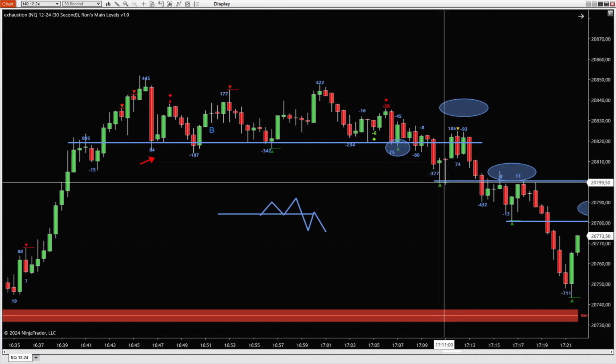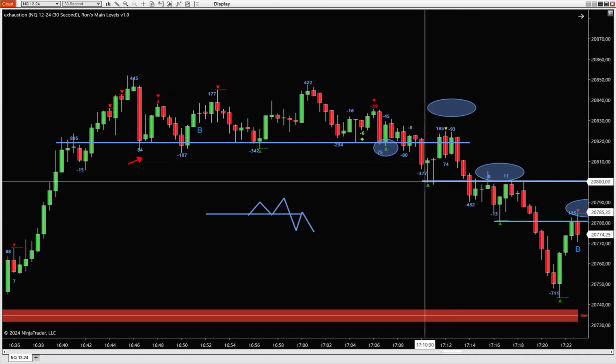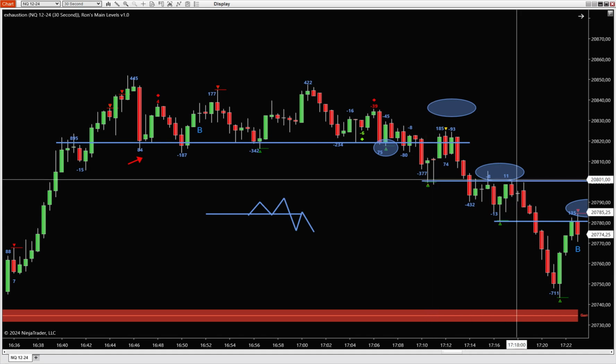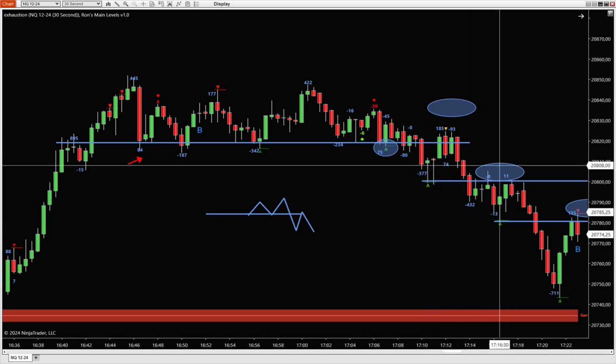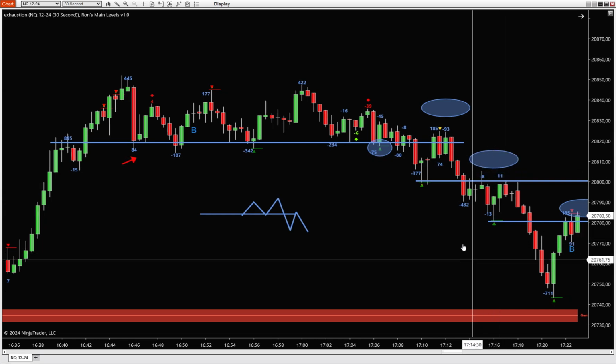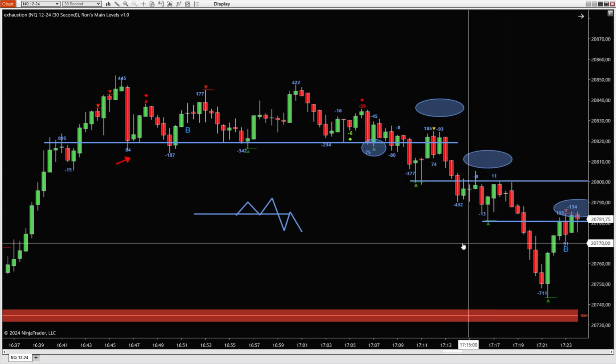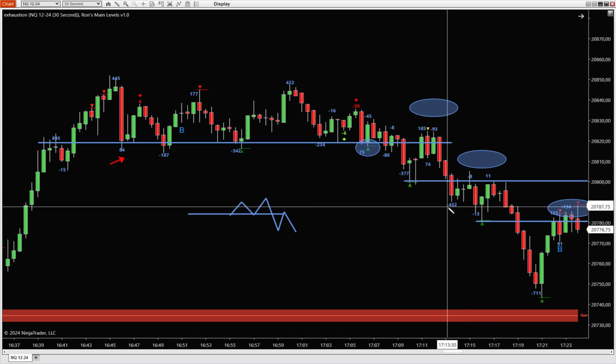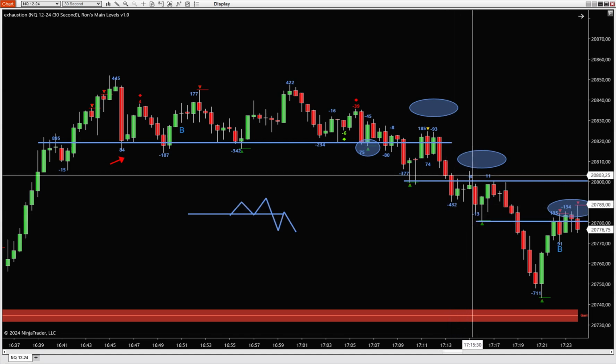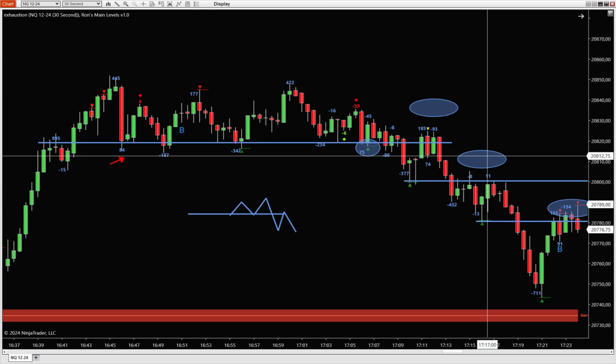We got rejection wicks here. These lows, the lower low. And we got the same opportunity here. I added positions on this trade. Look at these numbers. Sellers, almost no buyers here.